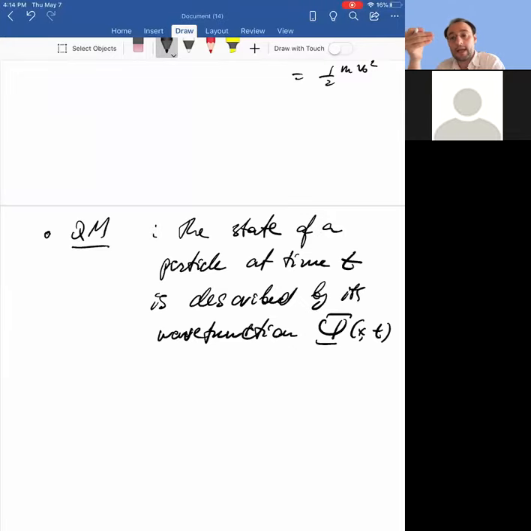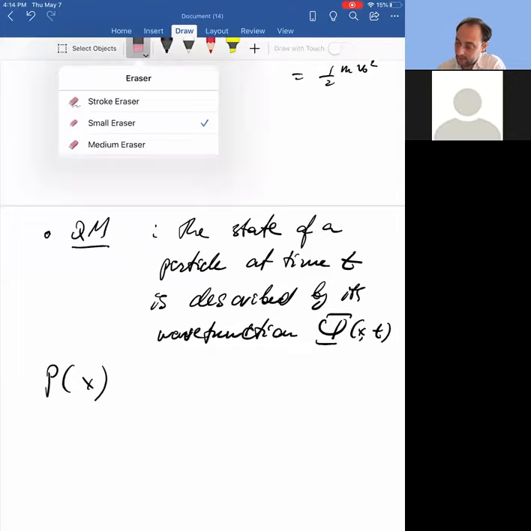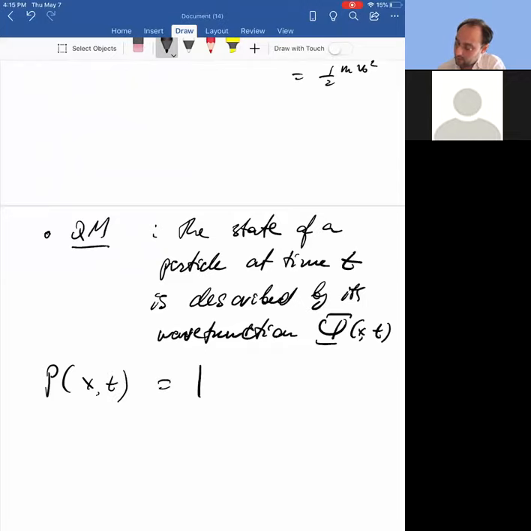The wave function can then be used to predict the probability that if a position measurement is made, then that position will take on a certain value, right? So the probability of x at time t is given by, that's a probability distribution, right? The probability distribution is given by the amplitude square of that wave function. Okay, so this is a probability distribution.